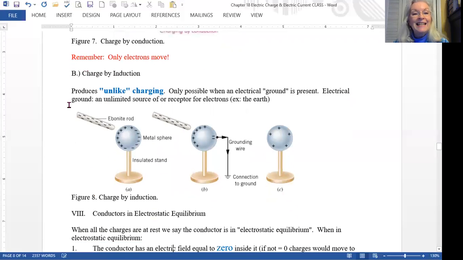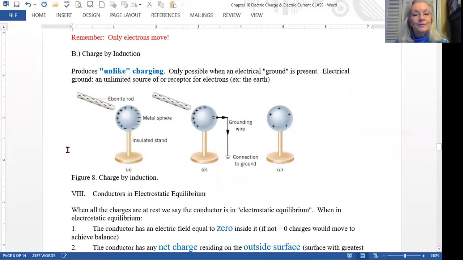Charge by induction is a little different. To have charge by induction, you have a charged object. So in this case, again, a rod. Here we have a negatively charged rod, and it doesn't show any positives, but they're there. They're just not very many of them compared to the number of negatives. And then you have an electrically neutral, in this case, metal sphere. Again, same number of negatives as positives.